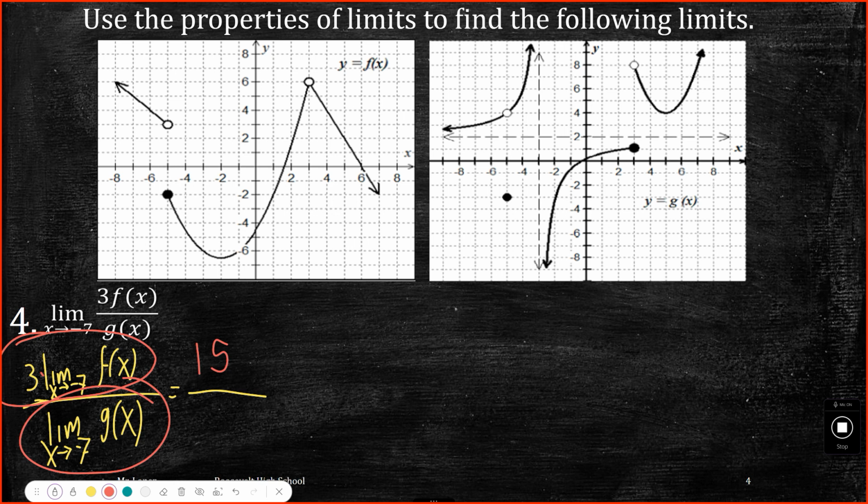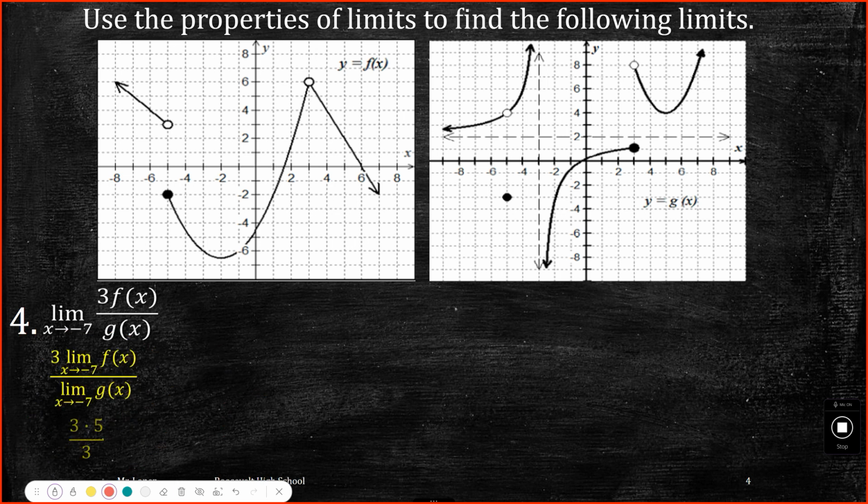Three. And so the final answer is what, everybody? 5. So yes, we could have just canceled out right there, and it's 5, whatever. Okay, let's go. Moving on.